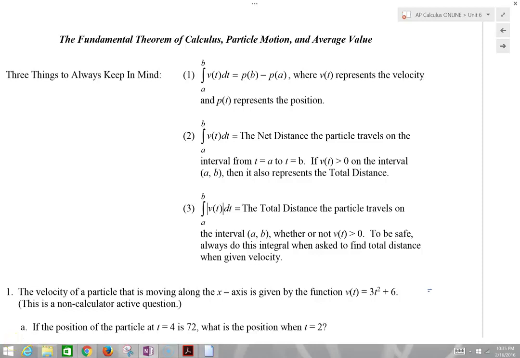This is AP Calculus. This is Unit 6 of Sparks. This is day 52. And we're going to use the fundamental theorem of calculus for particle motion in average value.